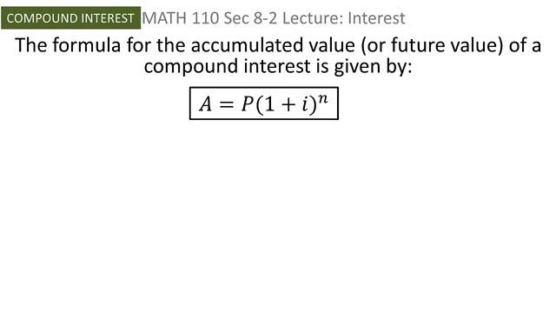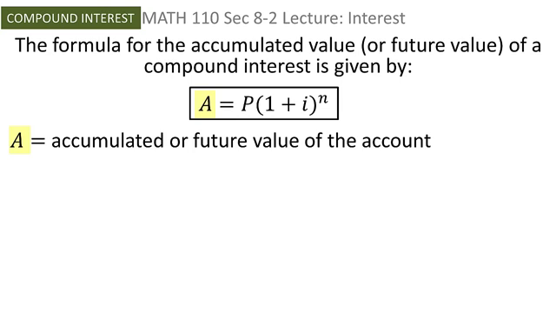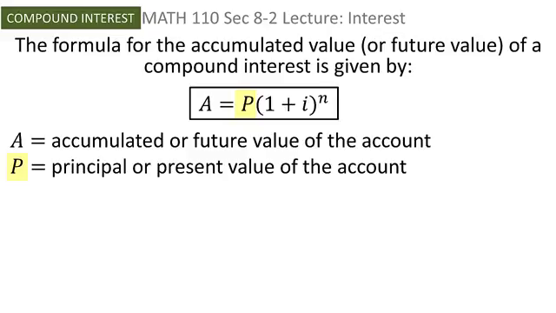The formula for calculating compound interest is capital A is equal to capital P times the quantity 1 plus i raised to the n power. It does not do you any good at all to know the formula if you don't know what the parts mean. So as before, capital A is the accumulated or future value of the account, just like for simple interest. Capital P is the principal or present value of the account, just like for simple interest.